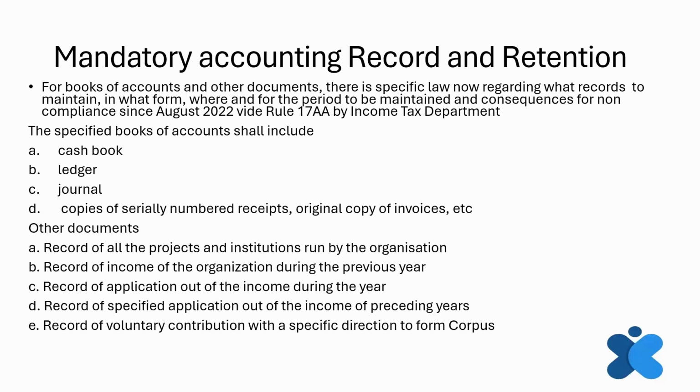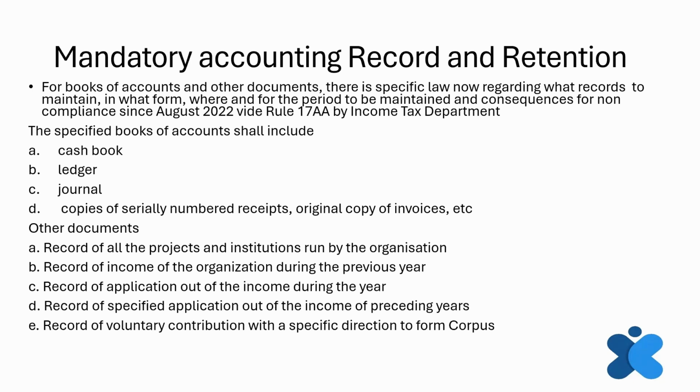Record of income of the organization during the previous year. Now, there are A, B, C, D, E requirements in this particular point, which I'm not reading out or have not captured, but you can see Rule 17AA, and I've shared it earlier. What I want to say is that the income, from where it came, who gave the income, details of that donor, all that is something that you now need to maintain. Similar to income, the application or expenditure: what is the record of application out of the income? What is the record of application out of the income of the previous years?